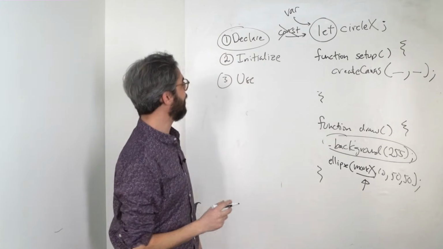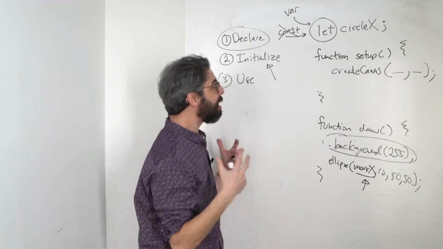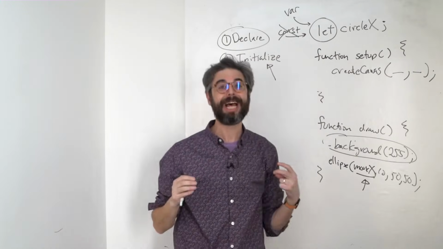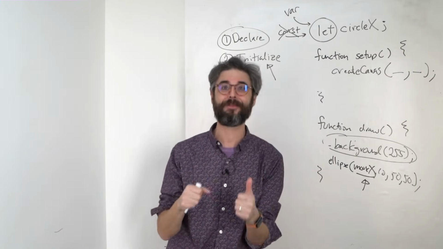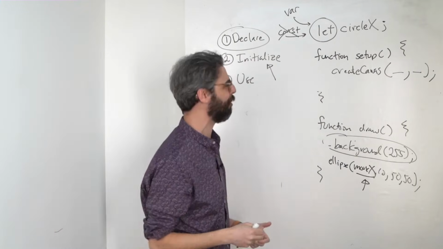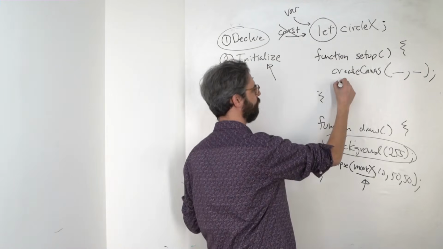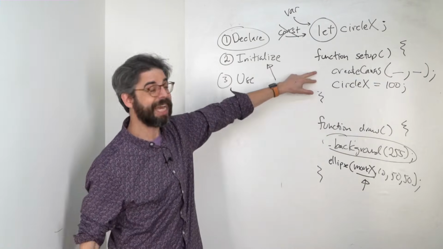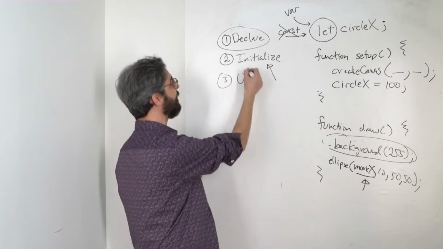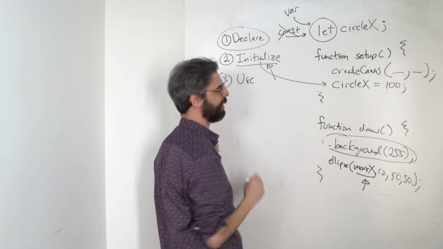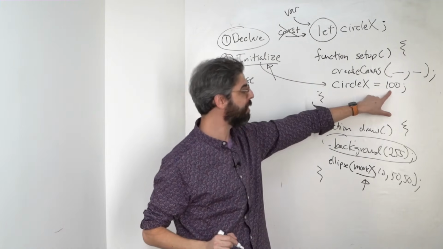We're good with declare. The next thing I need to do is initialize. I want to have this variable, circleX. I want it to store a value for me, a number, the x location of the circle. I need to give it something to start with. So in setup, when the program begins, I'm going to give it an initial value. I'm initializing the circleX variable with the value 100.